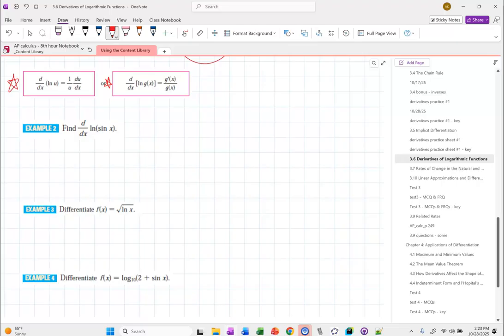So if I want to do the derivative of the natural log of sine x, notice the chain rule. I could just do this. What's the g of x in this case? Sine x. So I'm going to have the derivative of sine x over sine x. Cosine over sine. Make sure we're writing the variables. Cosine x over sine x.